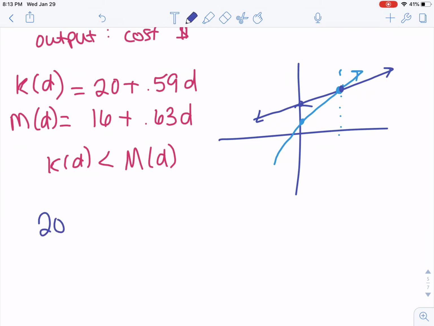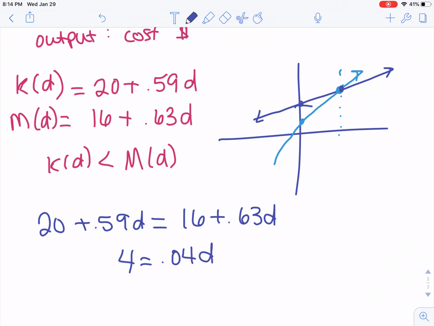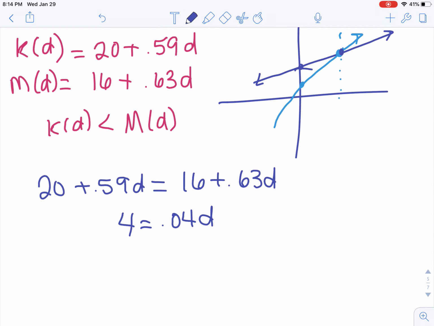So we're going to take 20 plus 0.59D equals 16 plus 0.63D. Then go ahead and move all your D's to one side and everything else to the other side. That gives you 4 equals 0.04D. Divide by 0.04, so that's D equals 100. D is our input, our X values. This is at 100 miles. At 100 miles, both plans are the same amount of money.